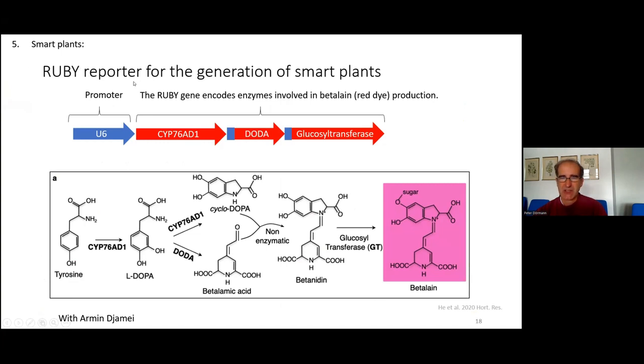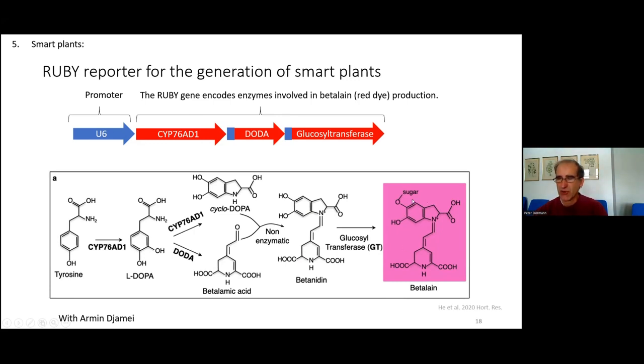idea that came up in discussion with Gabriel and Armin Jammet to produce crop plants, in this case barley, which can be taken as a reporter for phosphate deprivation. We have here a gene fusion, 3 genes. I mean, you don't need to know these abbreviations, and this is the pathway that these enzymes catalyze. They take tyrosine, which is an amino acid which is abundant and present in all plants, and through 3 reactions catalyze a compound called betalain, which is red.